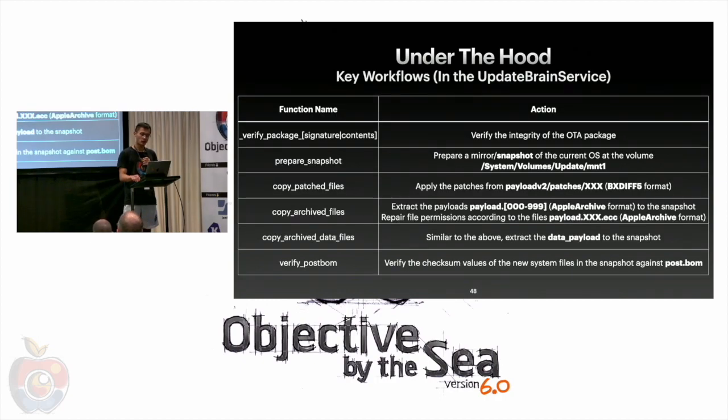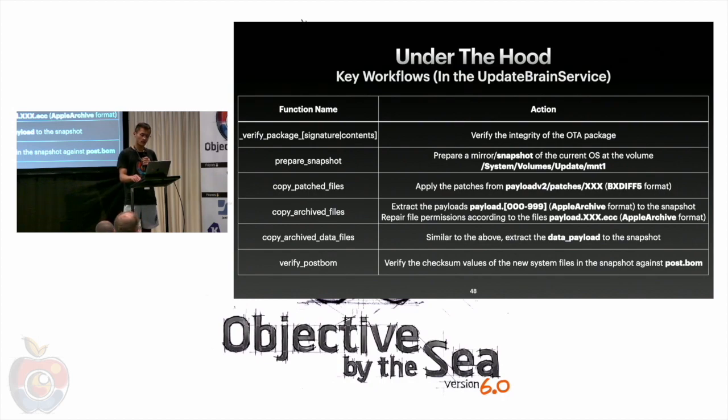After digging deeper into the update brain service, I have summarized the following key workflows in the OTA update process. As mentioned earlier, the functions verify package signature and verify package contents are used to ensure that the OTA package has not been tampered with. Once the verification is complete, a function named prepare snapshot is called to prepare the snapshot of the current operating system in the hidden update volume.